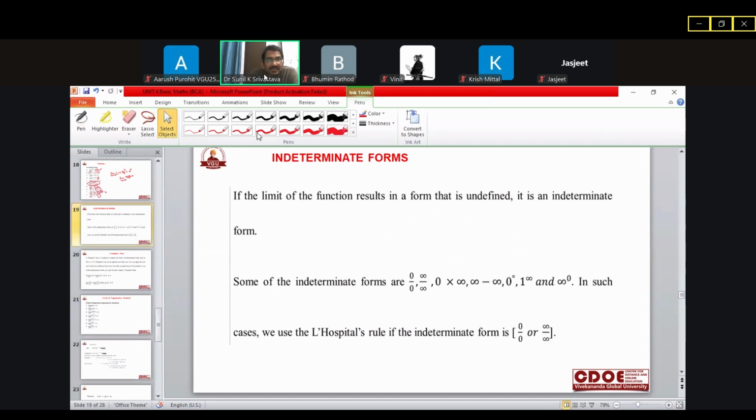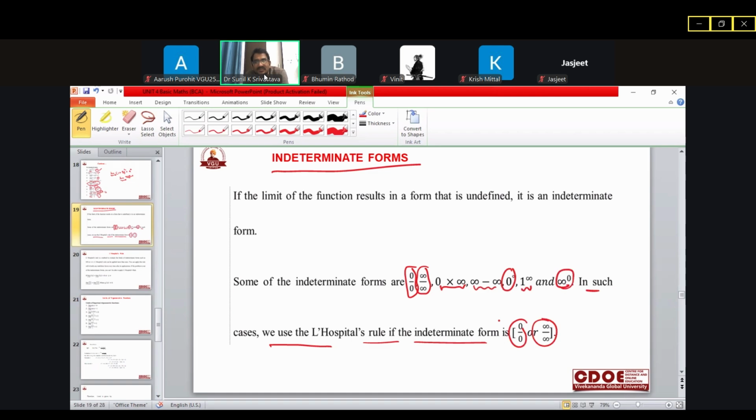Now we have to define some indeterminate forms. Indeterminate form means the function is not defined there. When I put the values, the function converts into the form 0 by 0, infinity by infinity, 0 into infinity, infinity minus infinity, 0 raised to power 0, 1 raised to power infinity, or infinity raised to power 0. In such cases, we use the L'Hospital rule if the indeterminate form is 0 by 0 or infinity by infinity. When I put the value x equal to a particular value and the function converts into any of these forms, that case is an indeterminate form, and we have to use the L'Hospital rule.